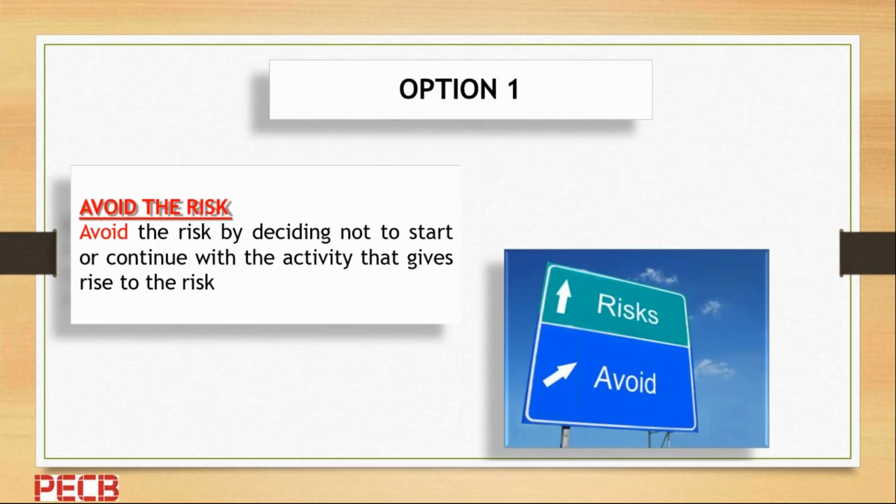Avoid the risk by deciding not to start or continue with the activity that gives rise to the risk. Now, this looks very simple when you look at it theoretically, avoid the risk. But avoiding the risk could be very expensive. For instance, in the ISO 27000, which is information security, consider if you are an IT firm that is into online real time 24 hours, you have a business running on the web in which customers need to access you every second, every hour, every day, 24 hours in a day.